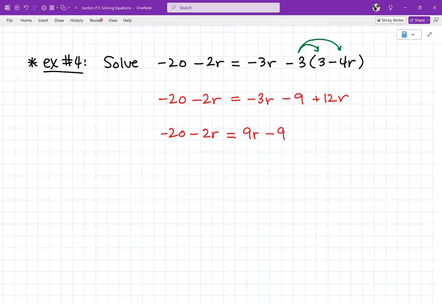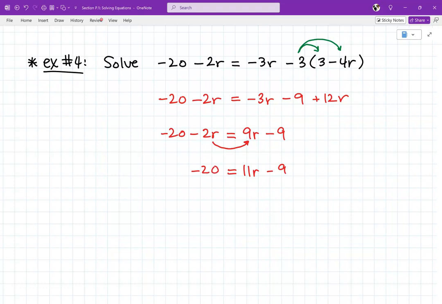Okay, now that I have variables on both sides, I'm going to combine my like terms. Remember, move the smaller of the two. Which one's smaller, the negative 2r or the 9r? The negative 2r, yeah. So we're going to move this one that way. Since it's negative, that means when I move it, it becomes positive. So 9r plus 2r, that's 11r minus 9.